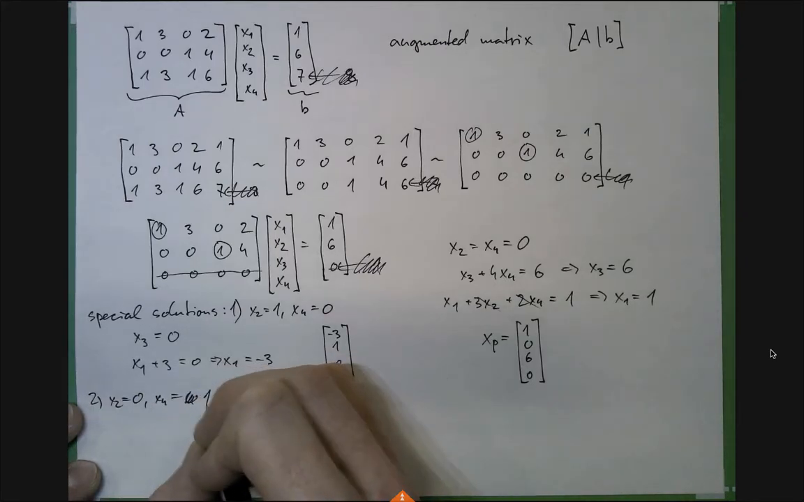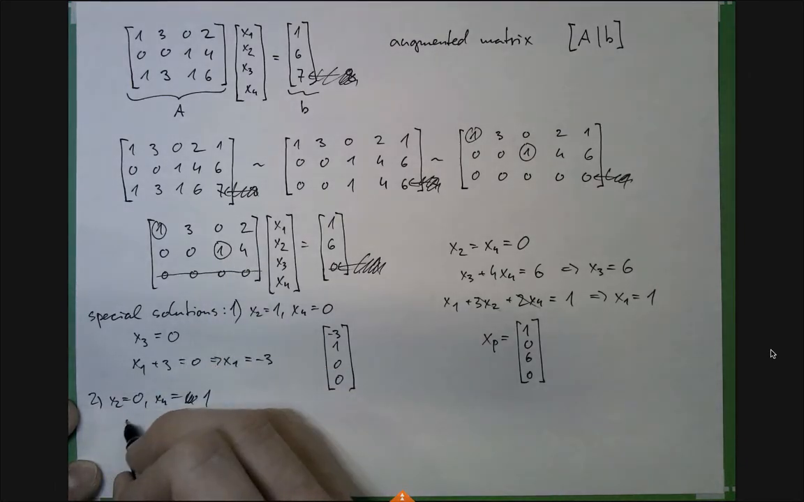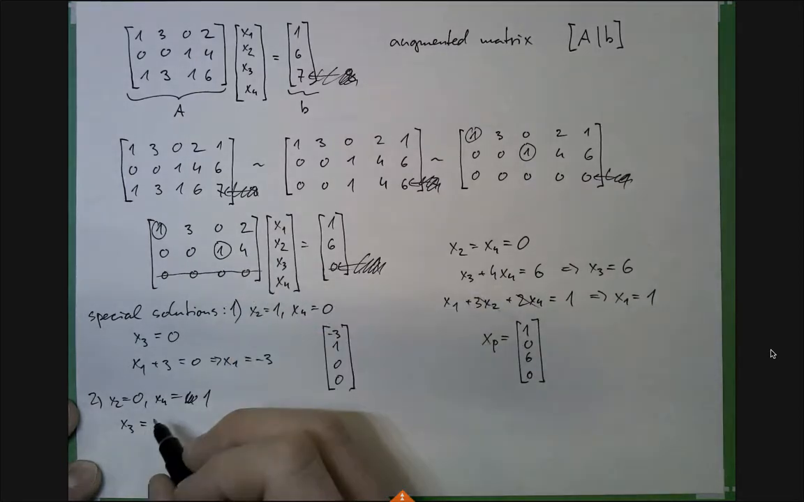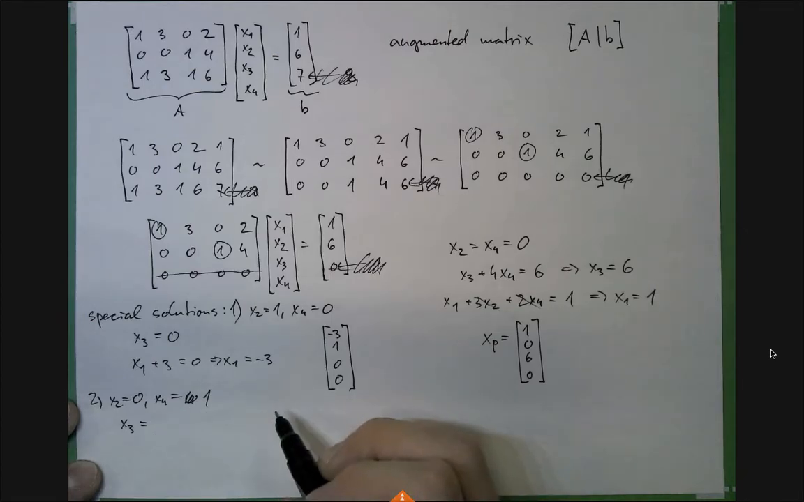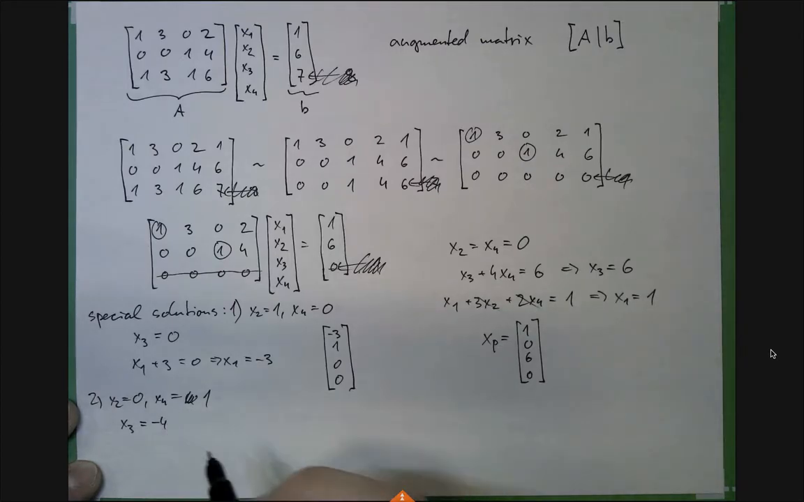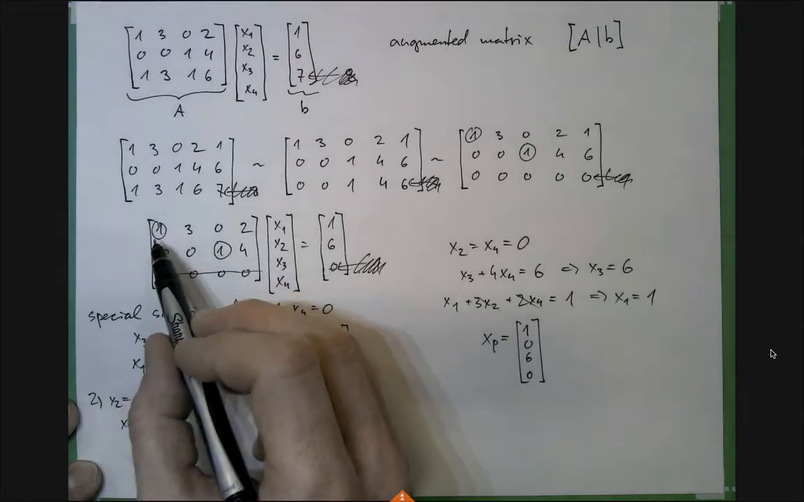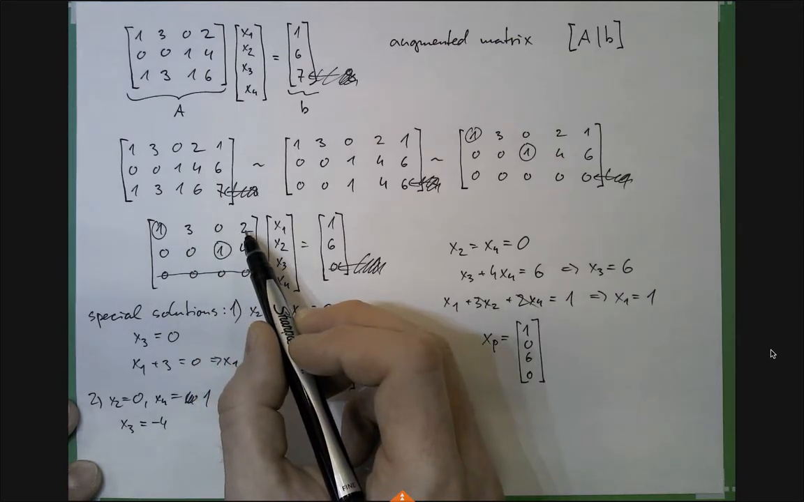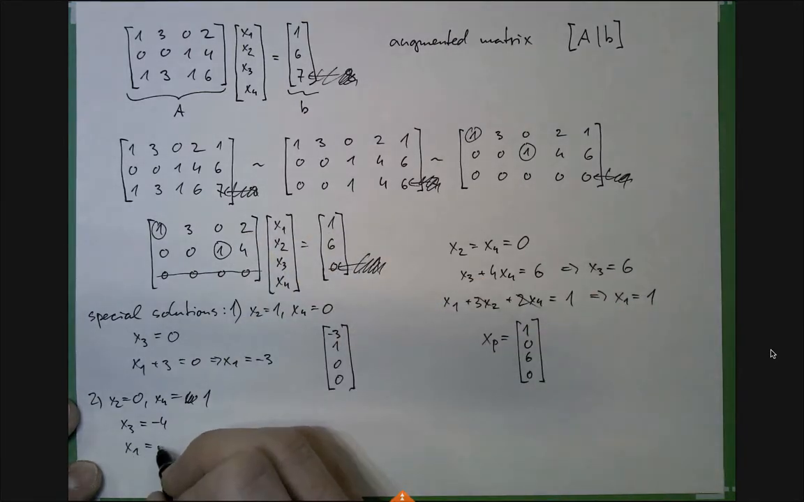Ooh, sorry, this was supposed to be 1. That's the whole point. So what I'll get here? So I'll get x3 minus 4. So that means that x3 must be minus 4, right? x2 is 0, and from this equation I can compute that x1 is 0 plus 2, so that would be minus 2, right? X1 goes to minus 2.